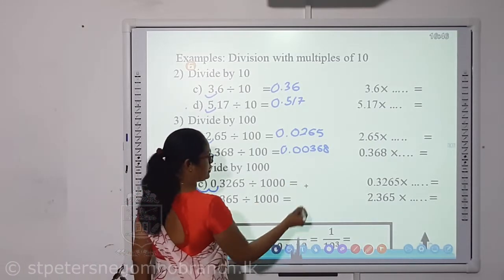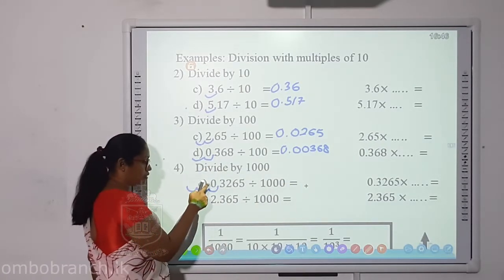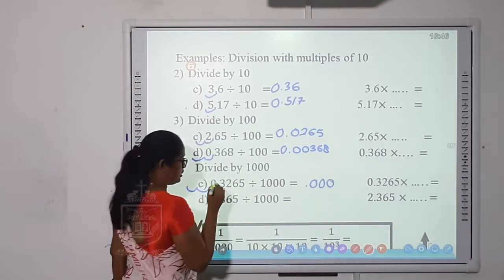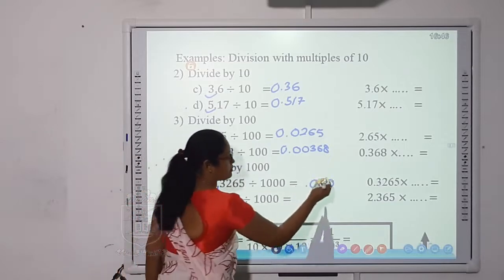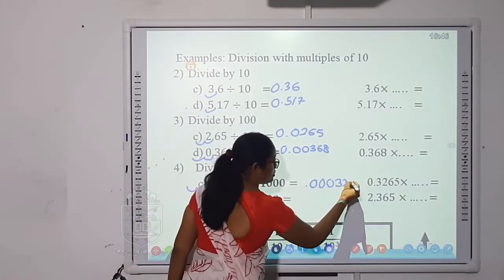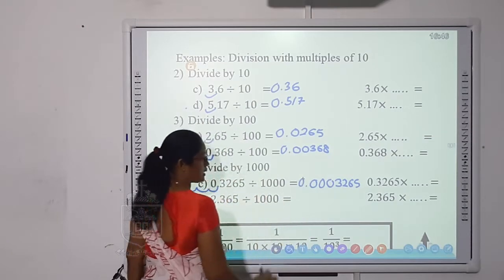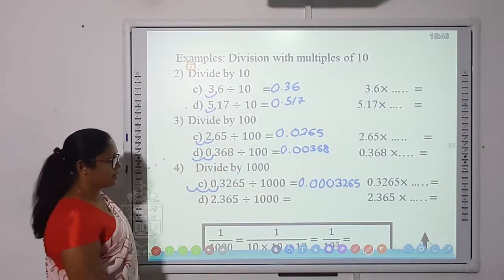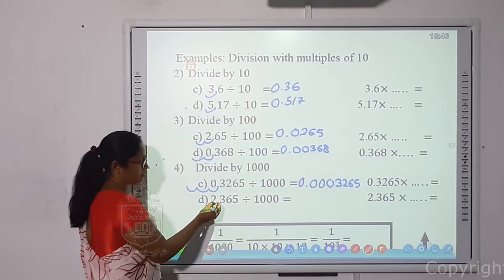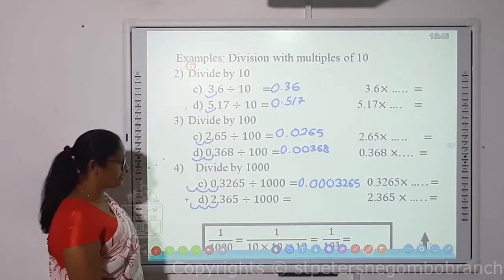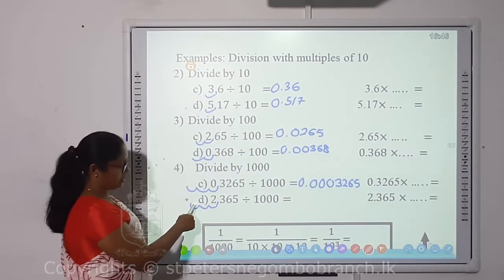So point, how many zeros? 1, 2, 3. 0.0003265. So in front of the decimal I put 0. The last one, again divide by 1000. So 1, 2, 3. Here should be the decimal place. So for the blanks you can put zeros.